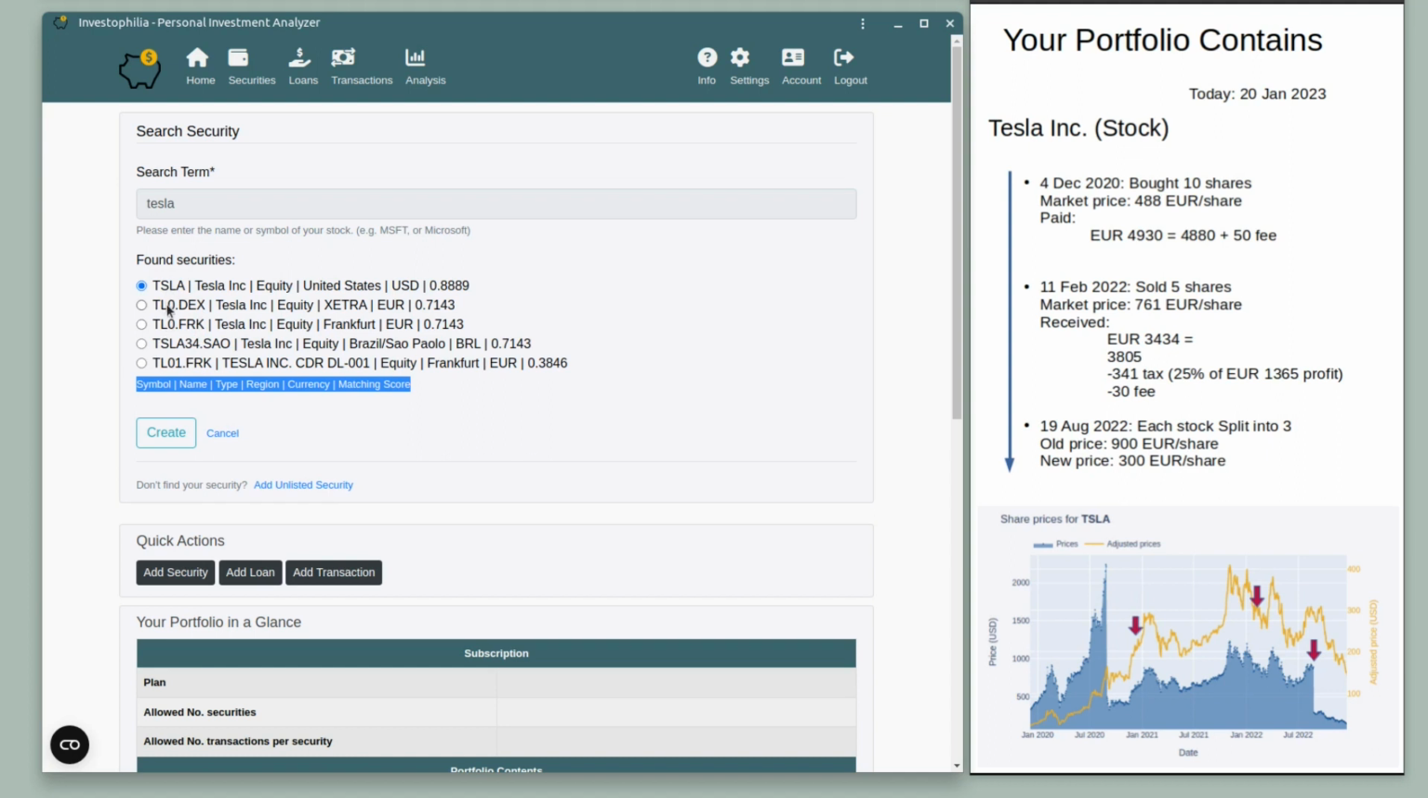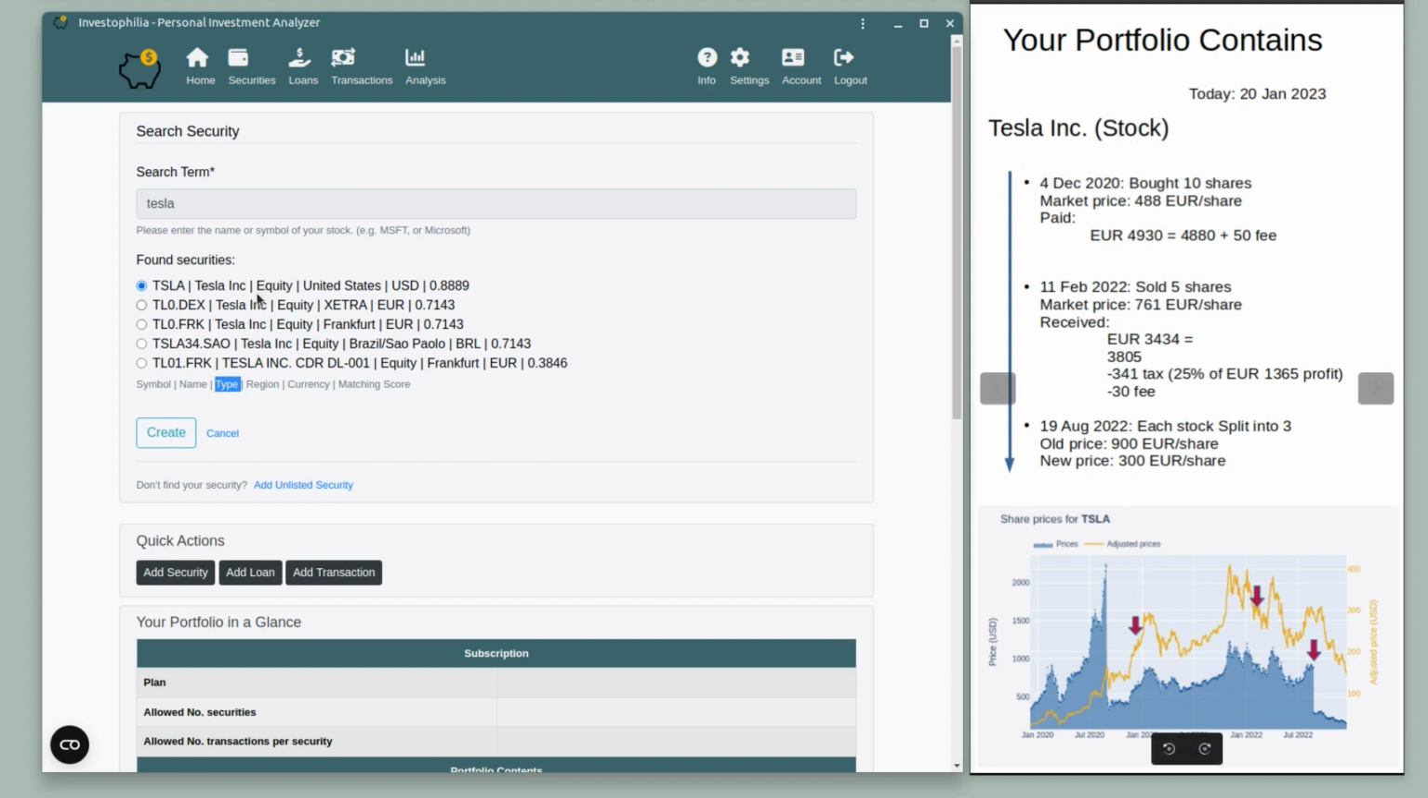It's not easy to find the right security from their symbol. So let's look at their name. The second term is the name. And as you see, the name is Tesla Incorporation for many of the securities that the system has found. The third term is an important term, and that is the type of the security. The type in our case should be a stock.